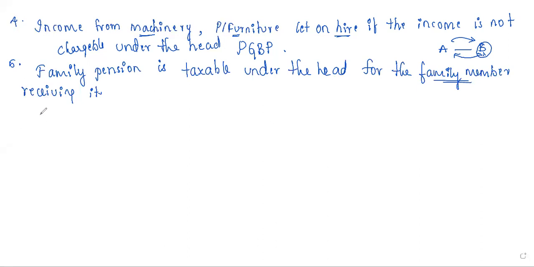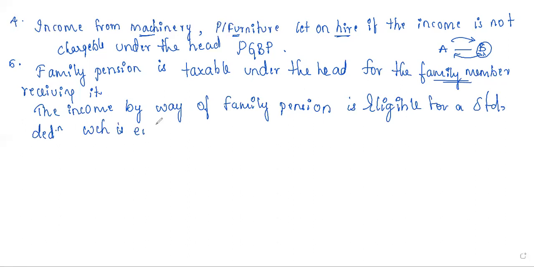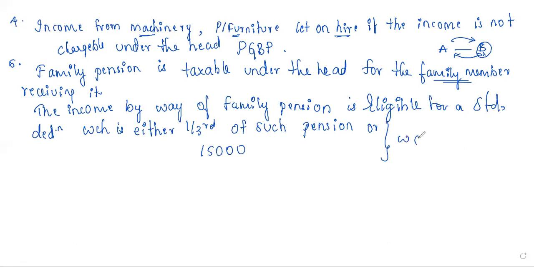So next, coming on to this point, below this you just take down: the income by way of family pension is eligible for a standard deduction. Here also we have a certain standard deduction. So this family pension will be eligible for the standard deduction, which is either 1/3 of such pension, or 15,000, whichever is lesser.